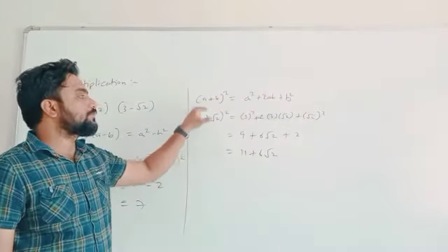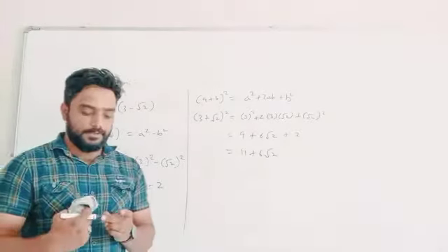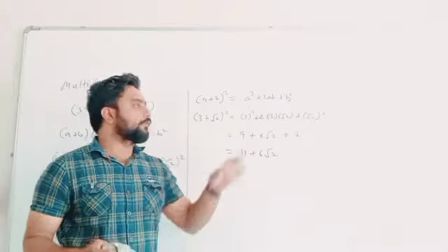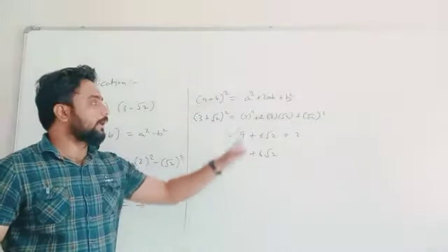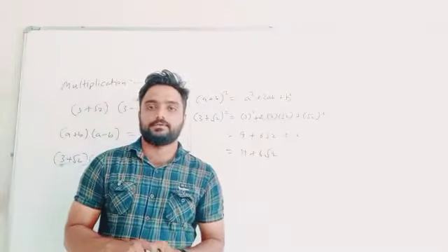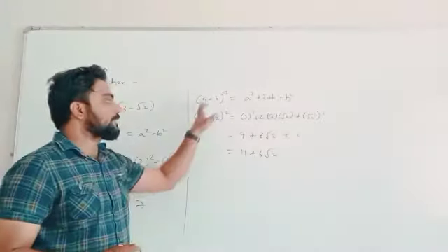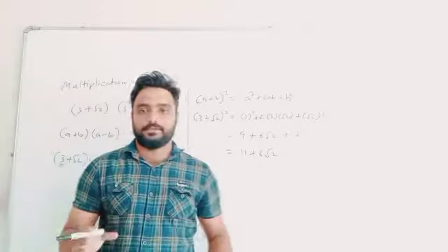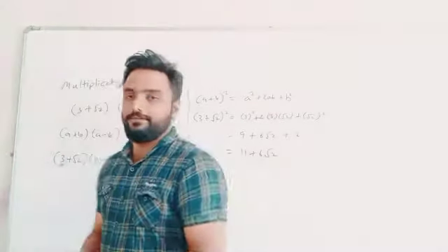you have to use this identity, that is a plus b whole square. Okay, the expansion you have to use. Okay, that is a plus b whole square. Expansion आपको use करना है. Understand or not? And another thing, you can use a minus b whole square also. Understand or not? Okay. Now we'll proceed to the division.